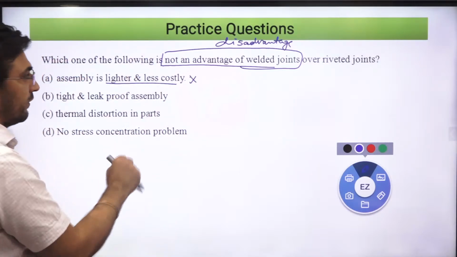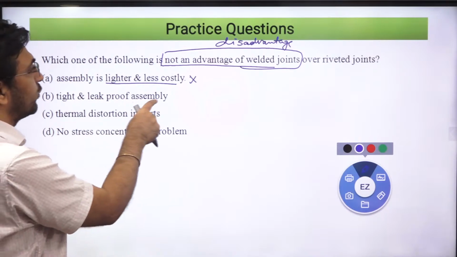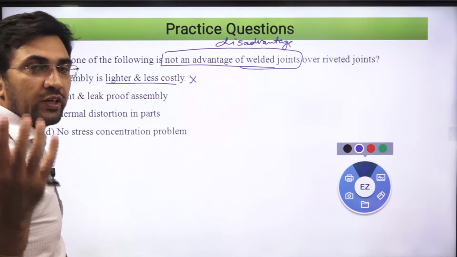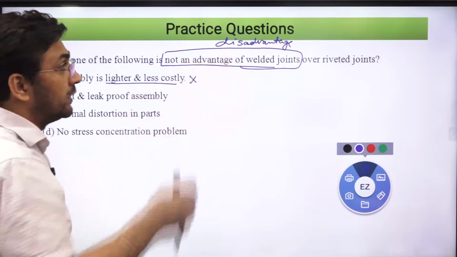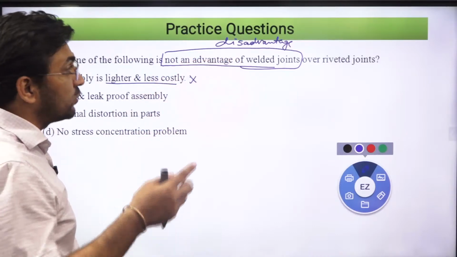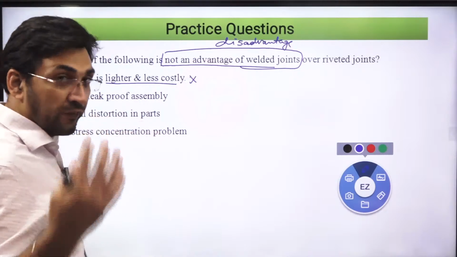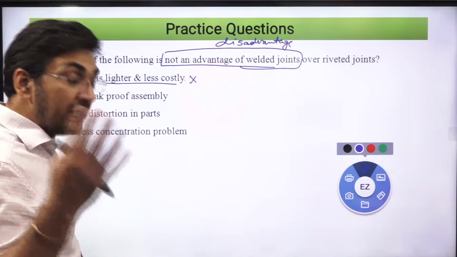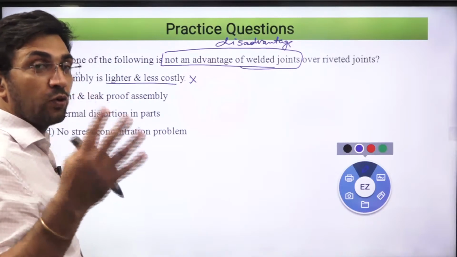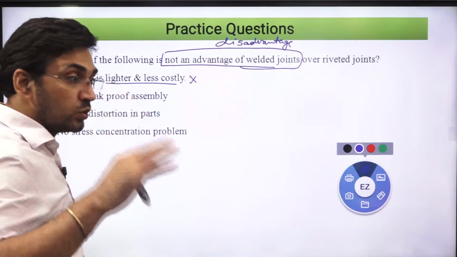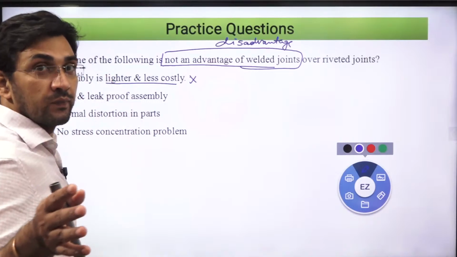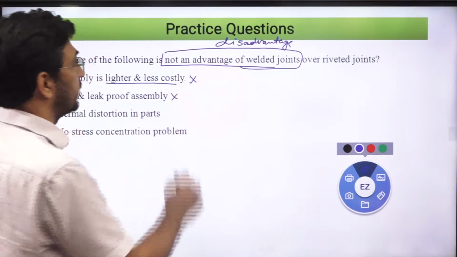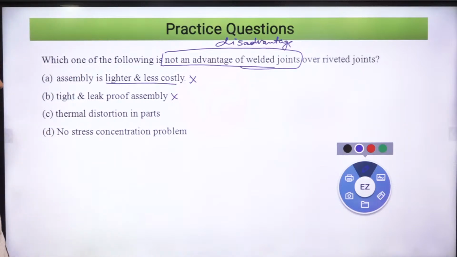So I have to remove the advantages. Now, tight and leak proof assembly. Of course, you can consider welded joints more leak proof than riveted joints. With riveted joints, you have to use different combinations to make them more leak proof, or to make flue tight joints, you need to use different patterns of riveted joints. So this is also an advantage of welded joint over riveted joint.